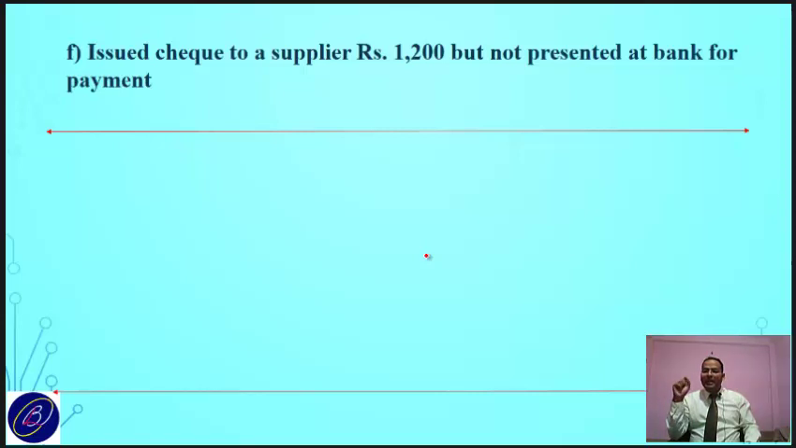So what does it mean? The bank has not paid it to the supplier. So what is the position? It means that in the cash book you have already reduced 1200. But in the passbook, it has not yet been shown to the bank, so the bank has not yet paid the 1200. Clear? So this is the position. Now what we have to do?